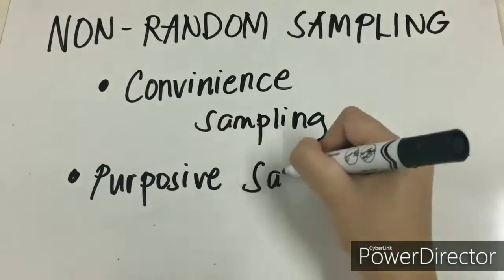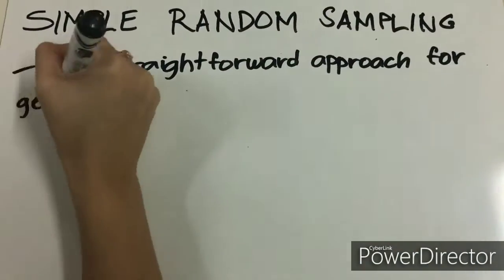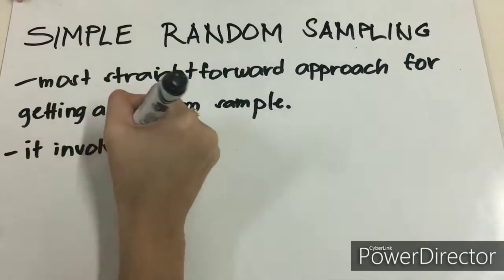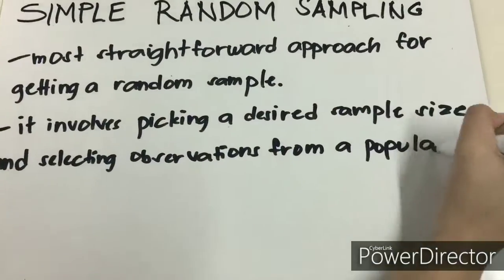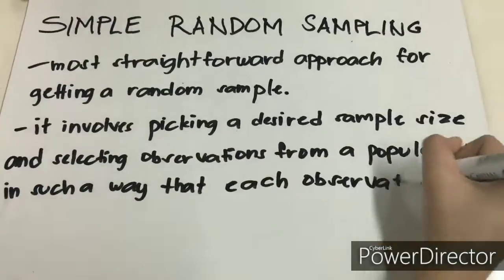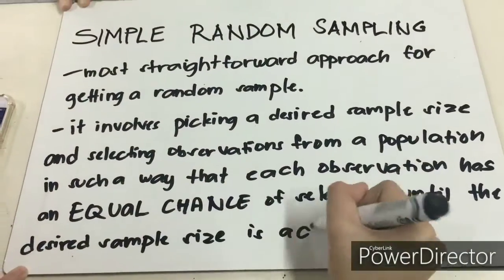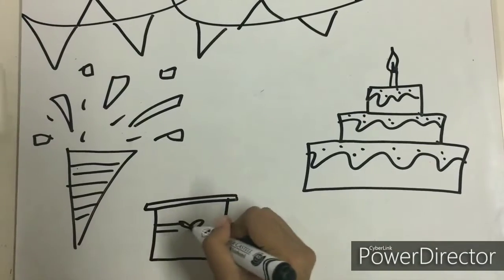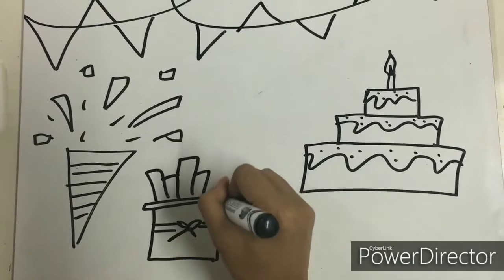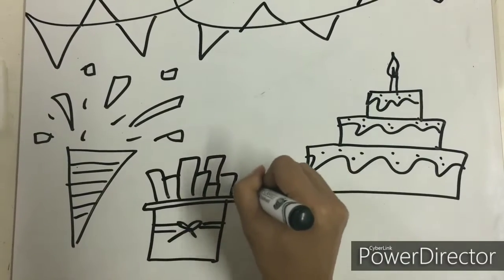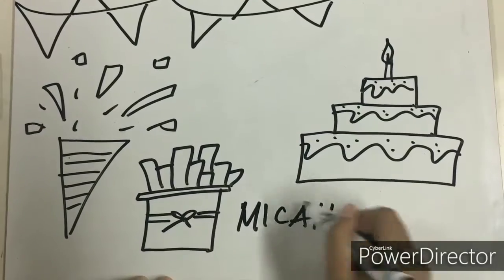Purposive sampling. Number 1. Simple random sampling. It is the most straightforward approach for getting a random sample. It involves picking a desired sample size and selecting observations from a population in such a way that each observation has an equal chance of selection until the desired sample size is achieved. Example: at a birthday party, teams for a game are chosen by putting everyone's name into a jar and then choosing the names at random for each team.